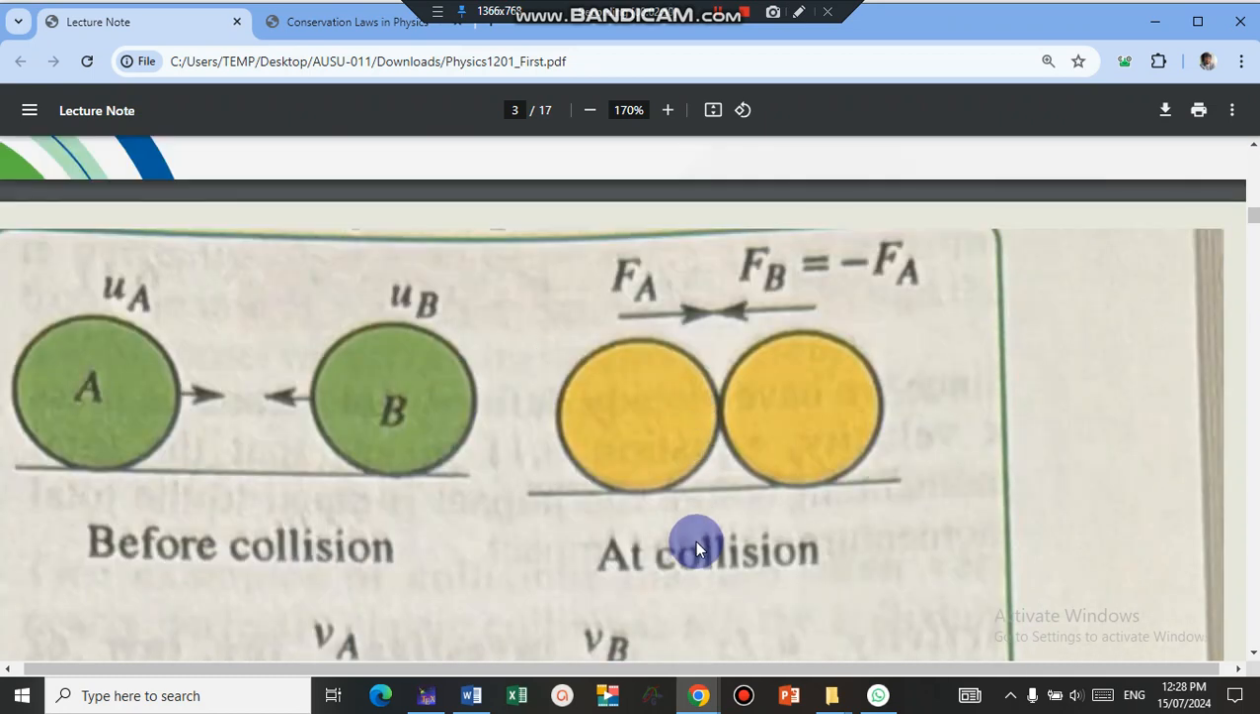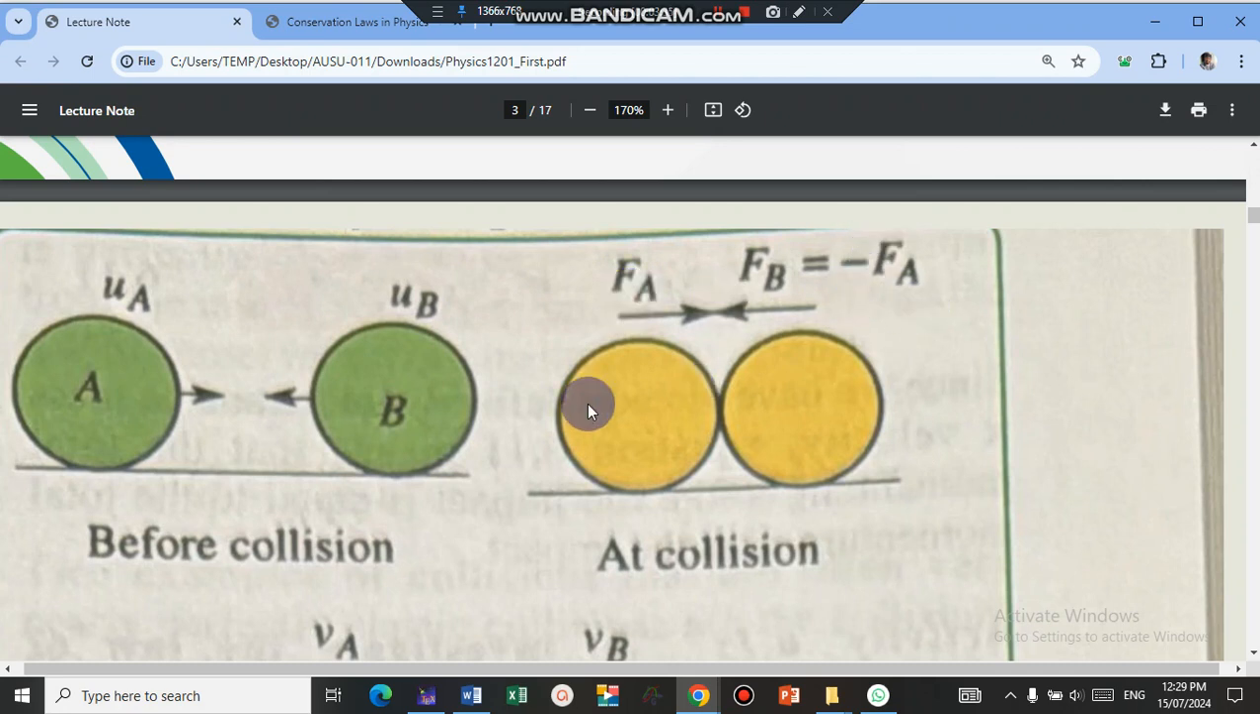Now, at collision, when they hit each other, remember according to Newton's third law, if any two objects hit each other, they will exert equal but opposite forces, meaning object A will exert force on object B, object B will also exert force on object A, and the two forces are equal and opposite. So object A will exert force in this direction, that is F sub A, and object B will exert force in the opposite direction, and that is F sub B. But F sub B is equal to the negative of F sub A.